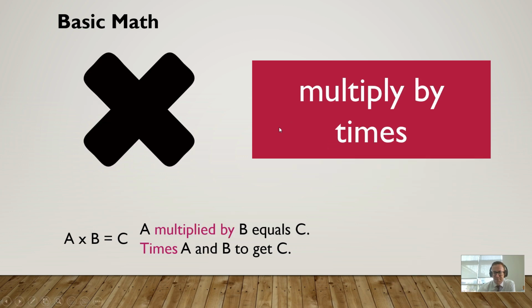Multiplied by, times. So this is this symbol in math. A multiplied by B equals C. Or times A and B to get C. So again, we use them slightly differently. We use it after the A here or before the A here, but they mean the same thing.